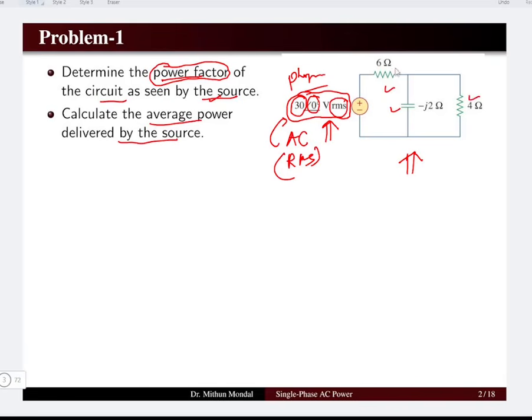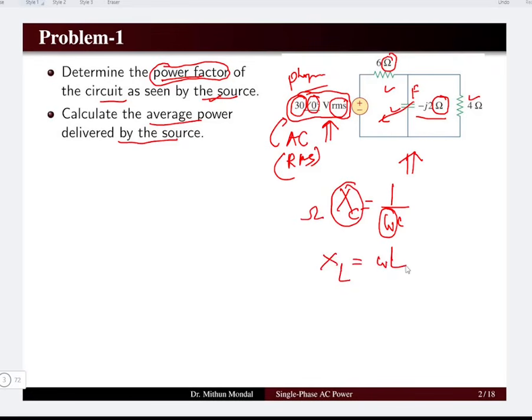We have to note that all the elements should have the units in ohms. So here the capacitor unit is in ohms. If it is in farad, then we have to convert that into ohms using the concept of capacitive reactance, which is equal to 1 by omega C. So given the frequency of the system, we have to obtain the capacitive reactance in ohms. Similarly, for inductive reactance XL, we have omega times L. So depending upon the frequency omega, we can convert the Henry into ohms.